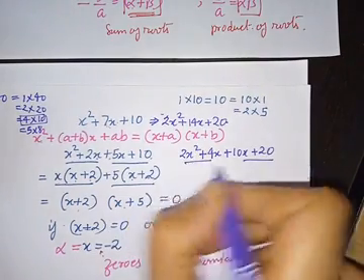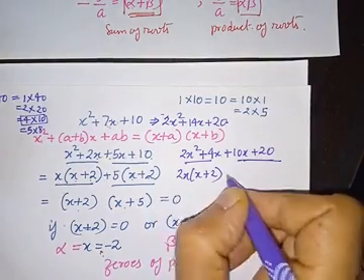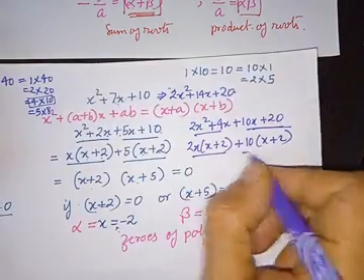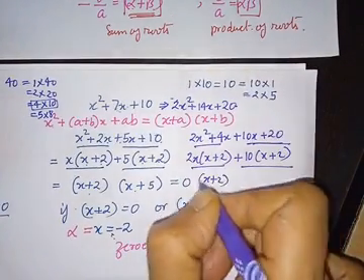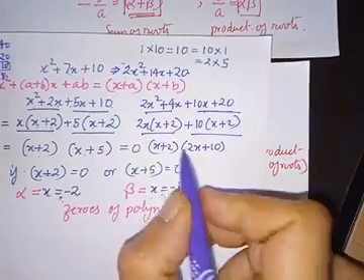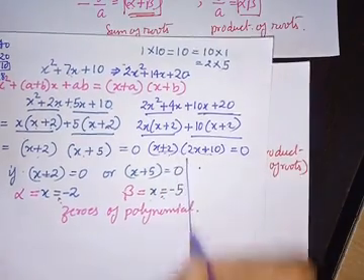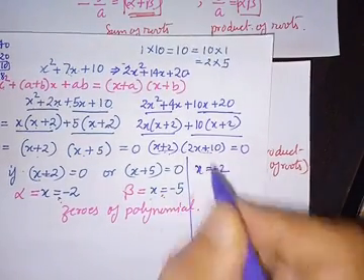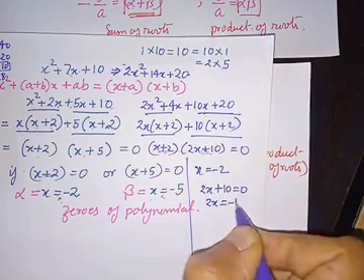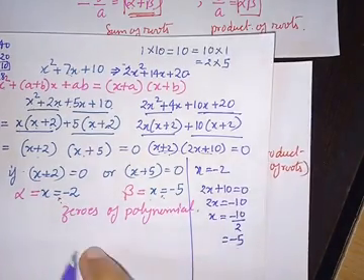Now between the first two terms 2x is common, so 2x into x plus 2. Between the second two terms 10 is common, so 10 into x plus 2. Between these two, x plus 2 is common, so x plus 2 into 2x plus 10. Again, because on multiplying these we get 0, from here x equals minus 2, and from 2x plus 10 equals 0, 2x equals minus 10, so x equals minus 10 upon 2, that is minus 5.